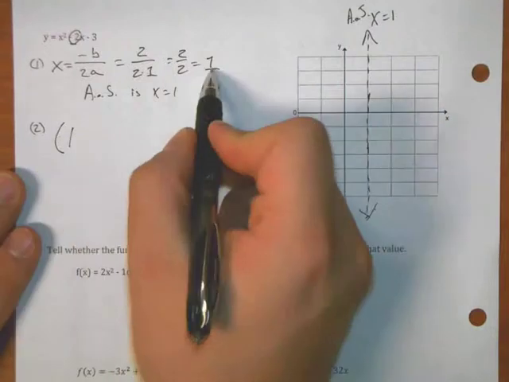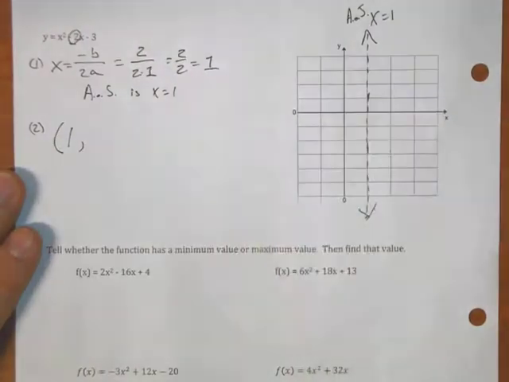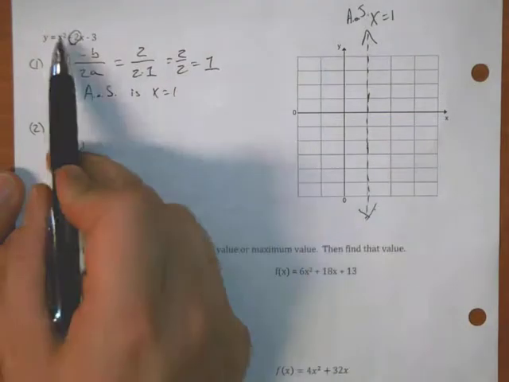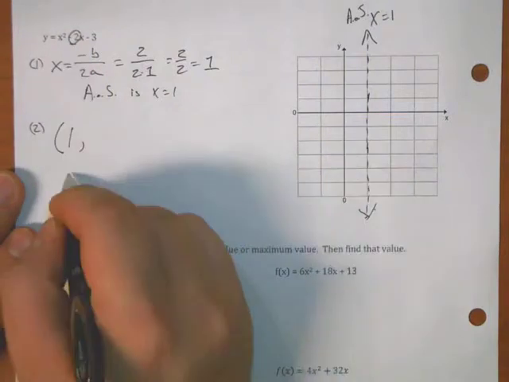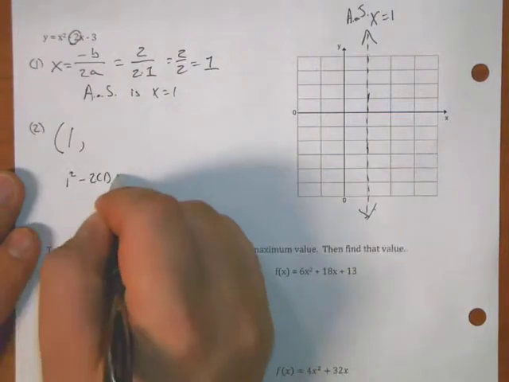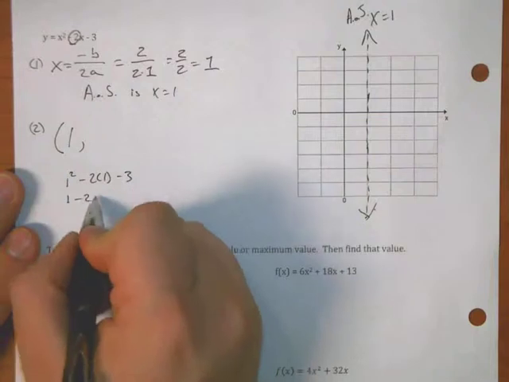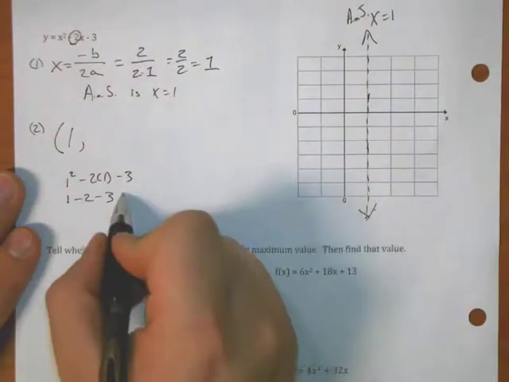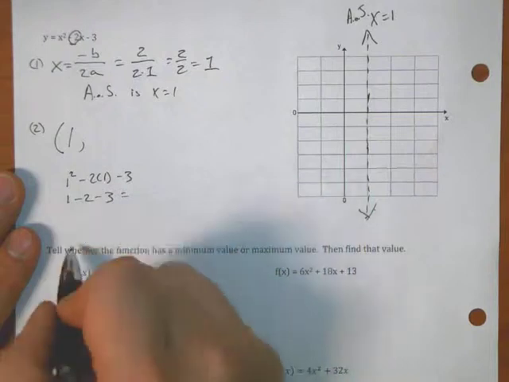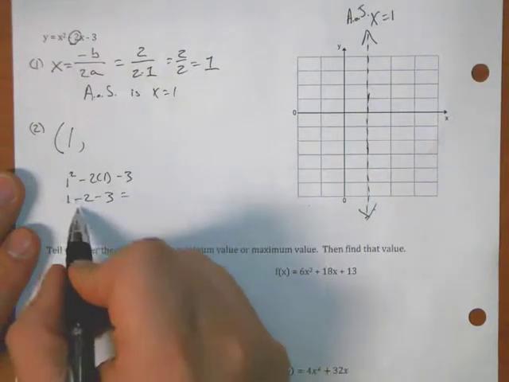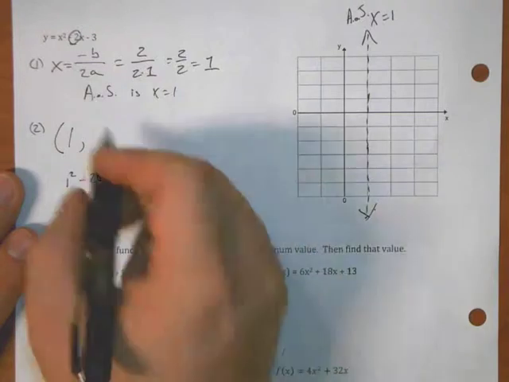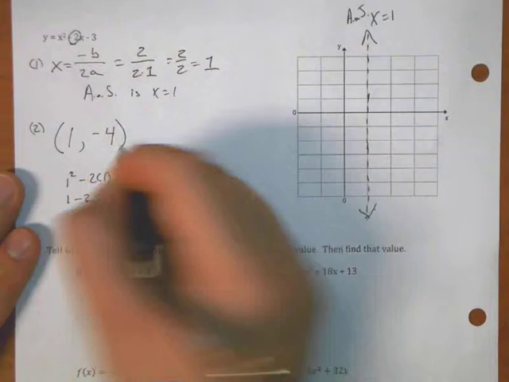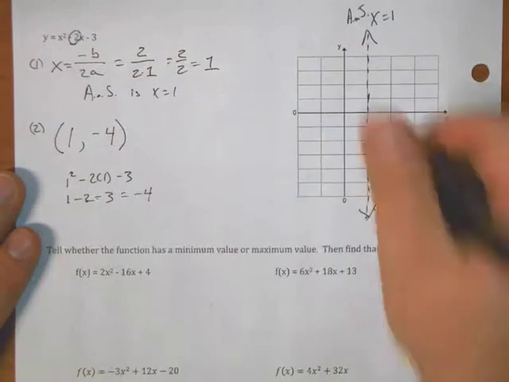Okay, next thing I'll figure out where the vertex is. The vertex is at whatever the axis of symmetry is, comma, plug it in. So let's see, 1 squared minus 2 minus 3. 1 minus 2 minus 3. 1 minus 2 is negative 1. Minus 3 is negative 4.